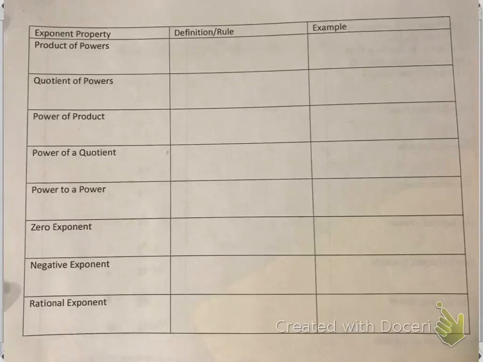Okay, product of powers. That's the first property that we're going to talk about. Product of powers is when we have something like a to the x times a to the y. What do I do with those two exponents? I add them, okay? Now, my base is the same. My base is a, okay? This only works if my base is the same.